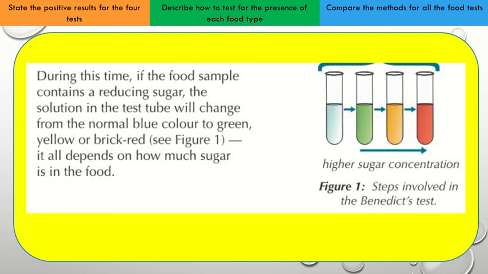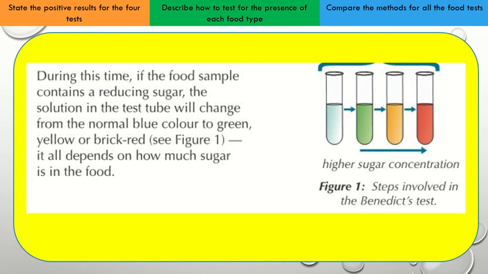So our next one, we're thinking about our test for sugars. So we use Benedict's test for this. Okay, so the Benedict's reagent. So during this, you want to see the test tube change color. Okay, so it'll go from sort of a normal blue color to green, and then it will go from that to either yellow or brick red.